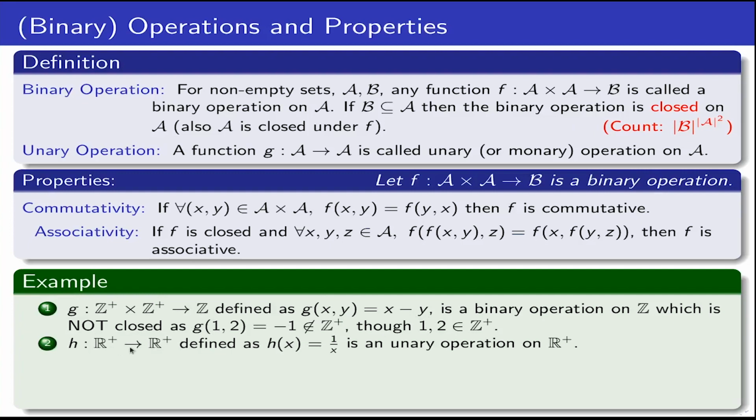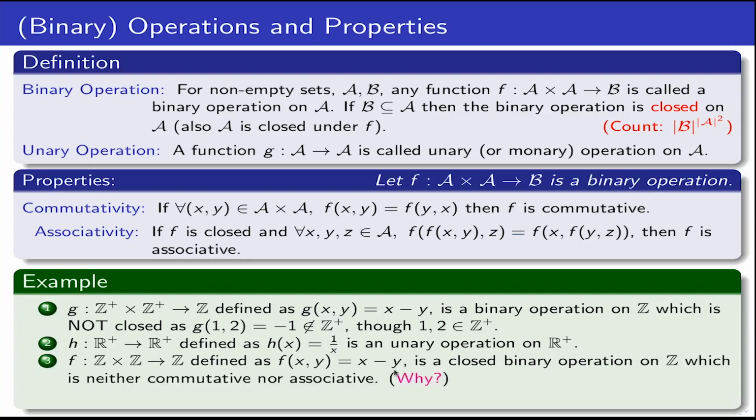Unary operation, you can say that from R plus to R plus, the reciprocal of x, 1 by x, is a unary operation. x minus y, again from Z cross Z to Z, is a closed operation because your answer is in the set of integers. Though it's negative, it's in the set of integers.